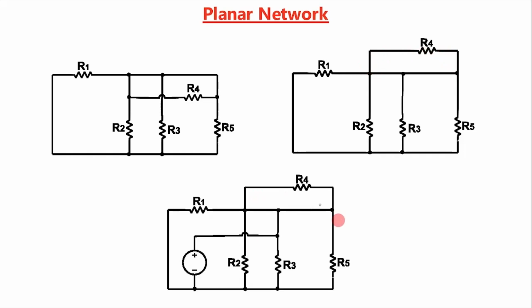See this case. In this network, the branch containing the voltage source is crossing the branch containing R2. This one cannot be drawn in any other way so that it is not crossing any other branches. Even if we draw in this way to here, it will cross here. If we draw in this way, it will cross here. So, in this network, the branch containing this voltage source cannot be drawn without any crossover. So, this is a non-planar network.